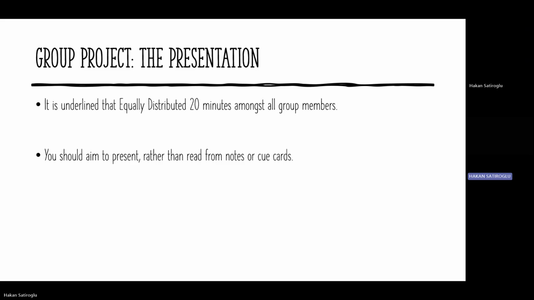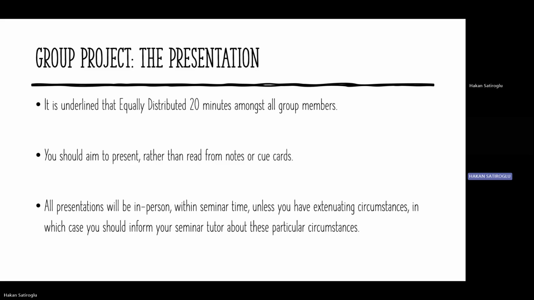Don't read. You can read notes, but not completely read, okay? Like reading some reminder as a reminder, okay? So you're not going to fail because you are reading from notes, but you are not going to get a first, okay?